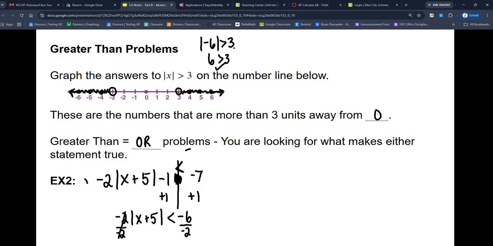We divided by a negative. What do we got to do if we divide by a negative? We got to flip the inequality sign. So, we're going to have x plus 5 is greater than 3. It didn't look like this was a greater than problem, but when you divide by that negative, it's got to flip the inequality sign. So, now it has turned into a greater than problem.